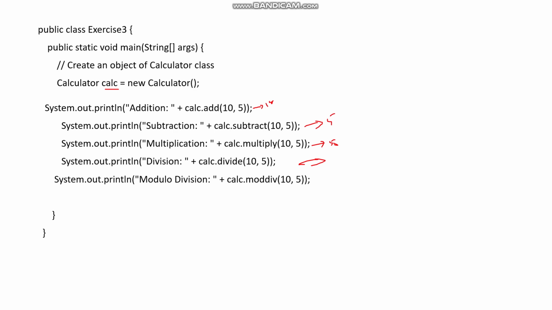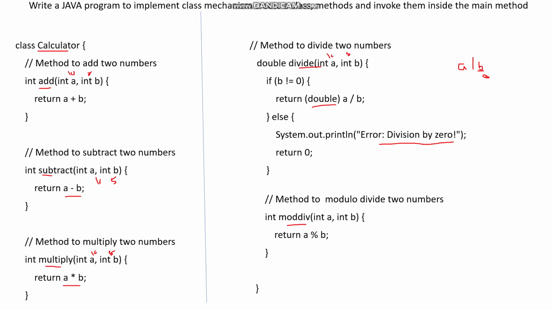Next, calc dot mod div 10 comma 5. The control will jump to the mod div, and it is passing the data as 10 and 5 here. 10 mod 5, the value is 0.